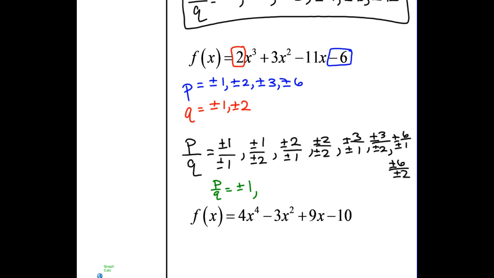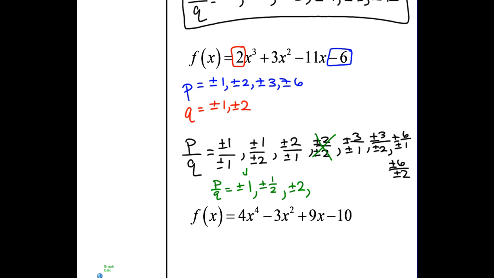Plus or minus 1 over plus or minus 2 is really the same thing as plus or minus 1/2. Plus or minus 2 over plus or minus 1, well, that really just becomes plus or minus 2. Plus or minus 2 over plus or minus 2, that's plus or minus 1, but oh, we already have that listed, so we don't need to list that one again.